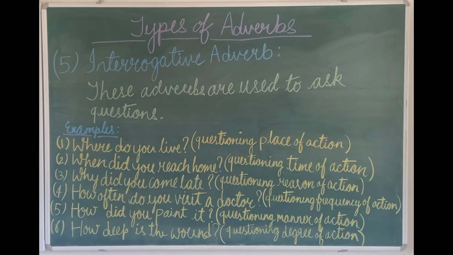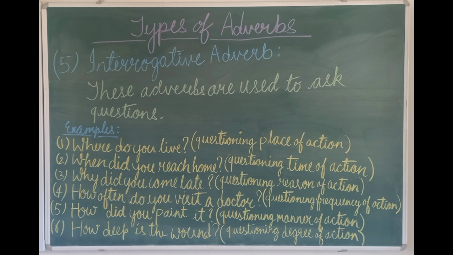All right. Next is interrogative adverb. These adverbs are used to ask questions. In these adverbs, we mainly ask questions like where, when, why, and how. Okay, let us see some examples. Where do you live? Here, we are questioning the place of action. Number 2, when did you reach home? Here, we are questioning the time of action.